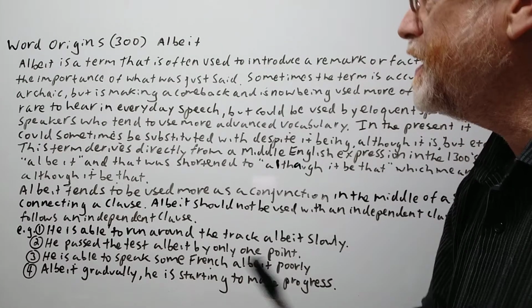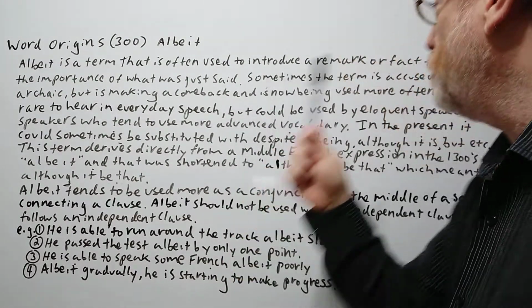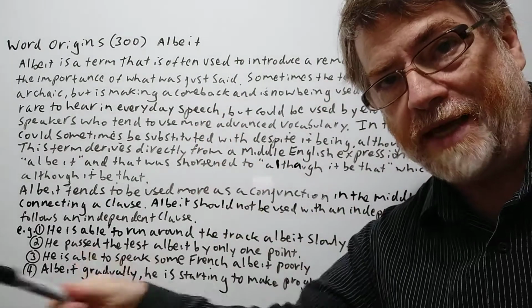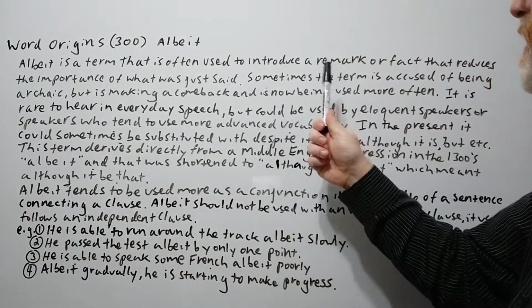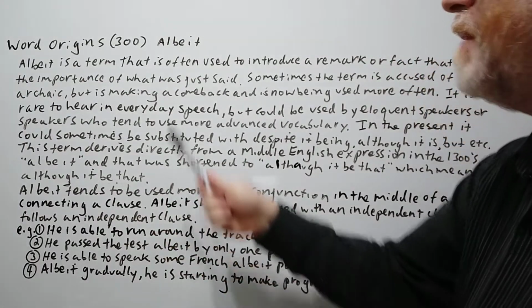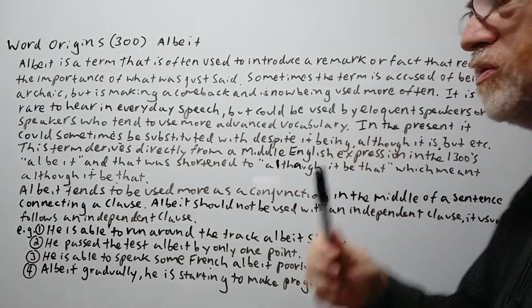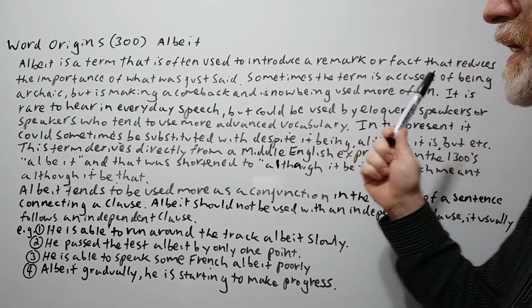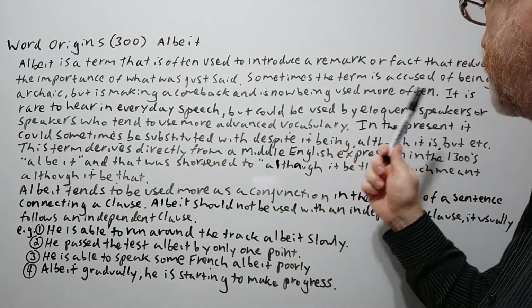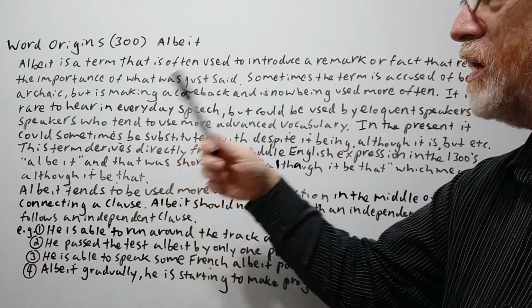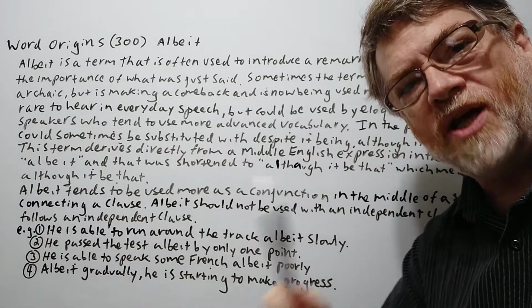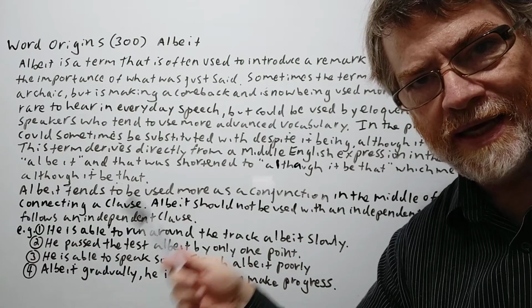Albeit is a term that is often used to introduce a remark or fact that reduces the importance of what was just said previously to it. Sometimes the term is accused of being archaic, meaning a little bit of an old use, but it is making a comeback and is now being used more often. It is rare to hear in everyday speech, but could be used by some eloquent speakers or somebody who tends to use more advanced vocabulary. So they would be the ones that you more likely would hear use it.